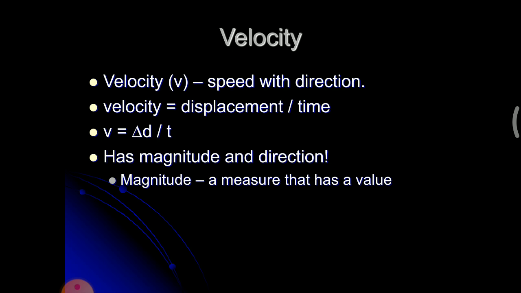Why are we saying that displacement is delta? The displacement we get from the formula final position minus initial position. Speed has only magnitude, and velocity has magnitude and also direction. Magnitude is nothing but the number value.